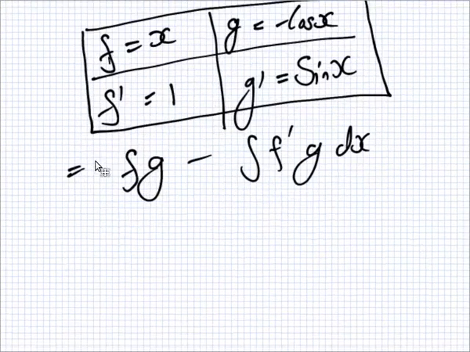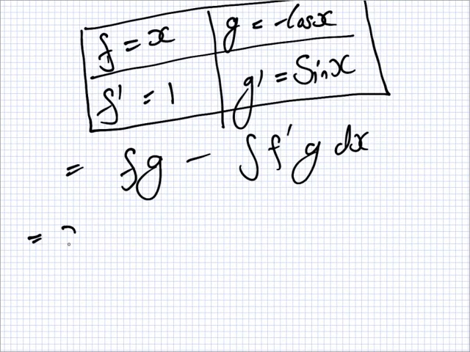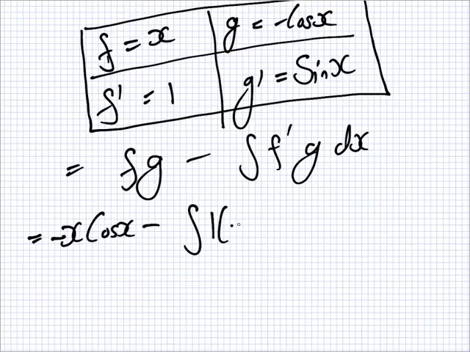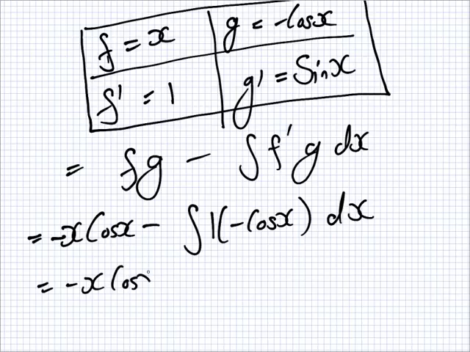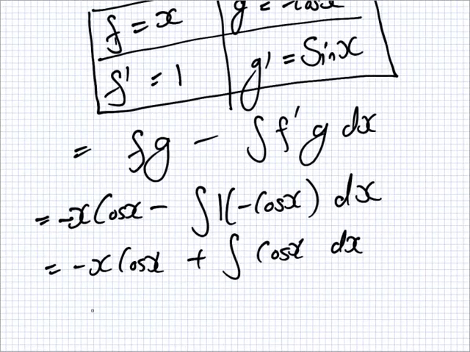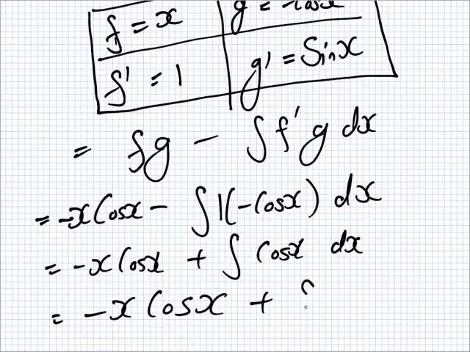So using my table now, this will be fg minus f derivative, and the g is a minus again. So this will be minus x cos x plus integrate cos x dx. So what do we get there when we integrate the cos x? Sin x plus c.